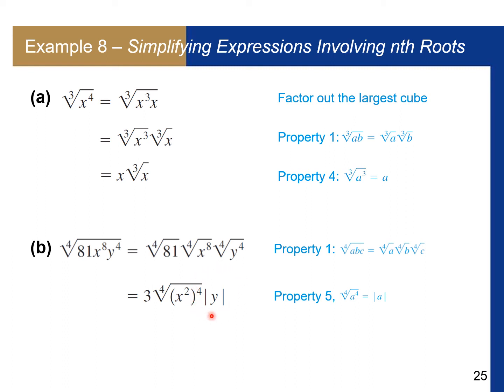Why did they put an absolute value of y here? Because they want to indicate that it's the positive value. And we would have 3x squared y. Now normally you wouldn't put the absolute value here. When you're doing these problems, you would just put 3x squared y, and it would be understood that it is a positive value.